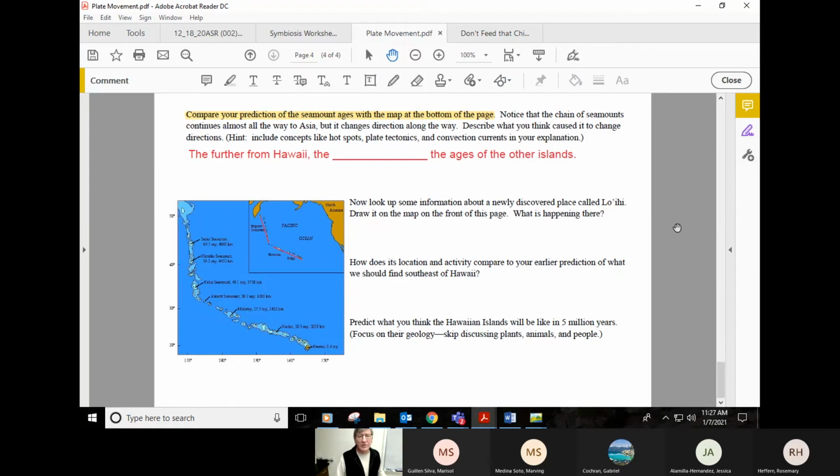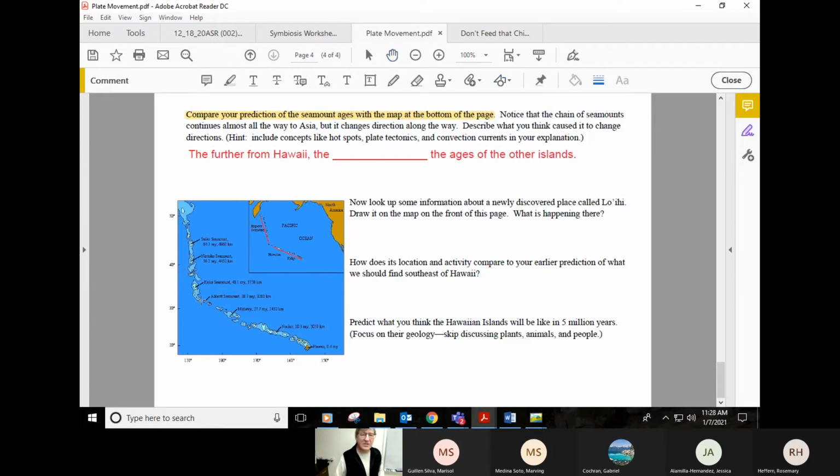What is going on with this? They made one straight line, they made another straight line, but they changed directions along the way. What do you think caused it to change directions? That's what I want you to write down here. I want you to think about what we studied before Christmas break and include an idea like hotspot, include plate tectonics, include convection currents as part of your explanation for why we see this.